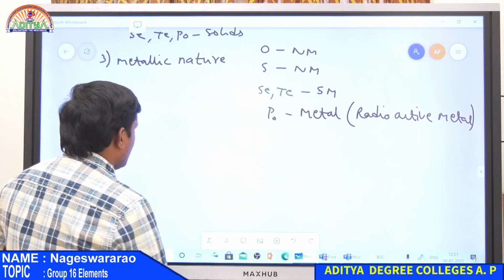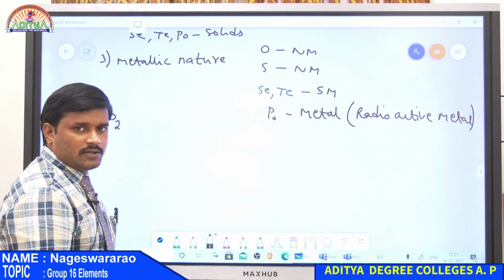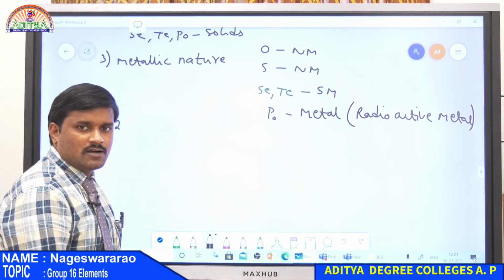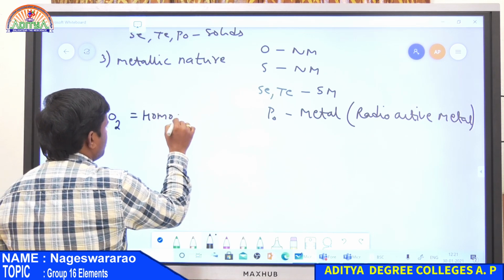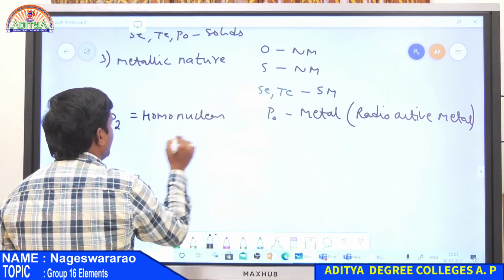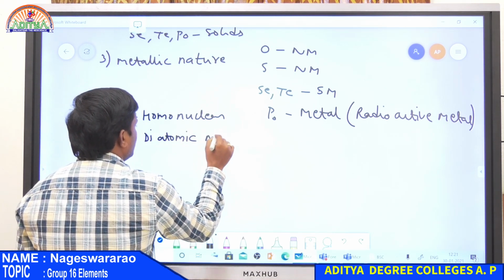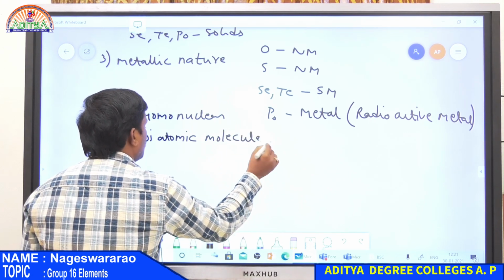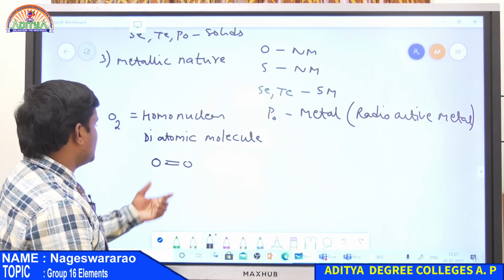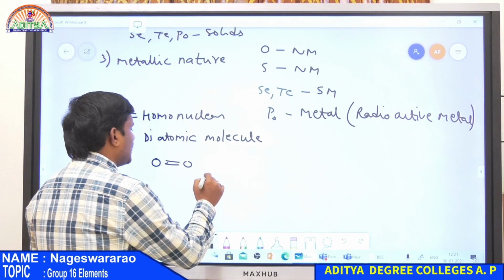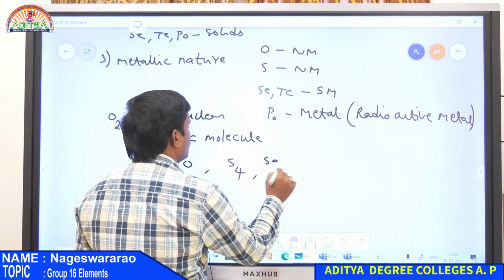Also here oxygen always exists as O2, that is a diatomic molecule, homonuclear, both are same nucleus, oxygen and oxygen. So it is a homonuclear diatomic molecule. Always there exists a double bond between two oxygen atoms. So oxygen double bond with oxygen. So this is the existence of oxygen, whereas sulfur exists up to 4 elements, S4, and also selenium 4 times, like this.